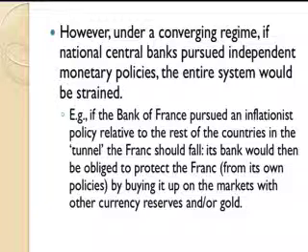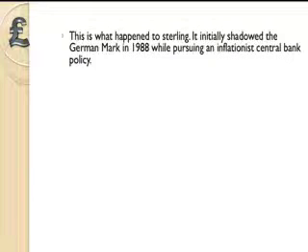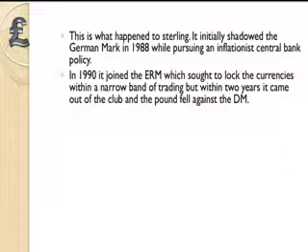And this is where the euro comes out. Right now, this is basically what happened to sterling. Initially, during the late 70s and 80s, they started to shadow the German mark in 1988 with an eye to joining the ERM and later the euro. Right. That was always the vision from the European Union's point of view from a long time ago. But it was pursuing an inflationist central bank policy.